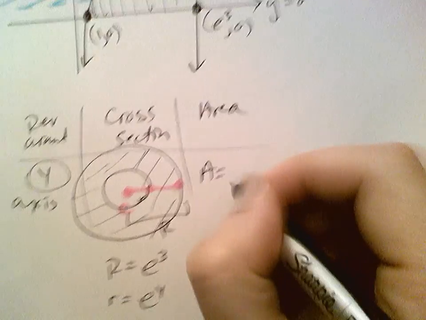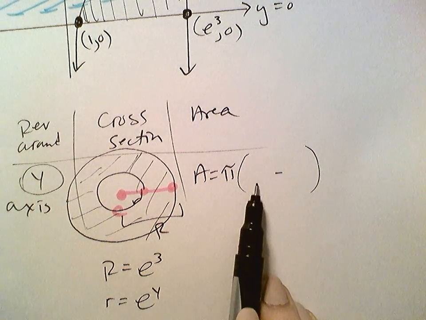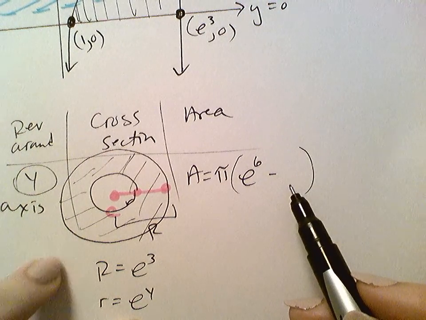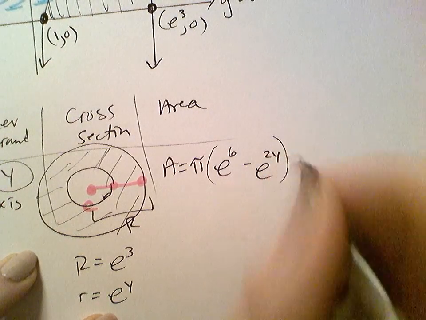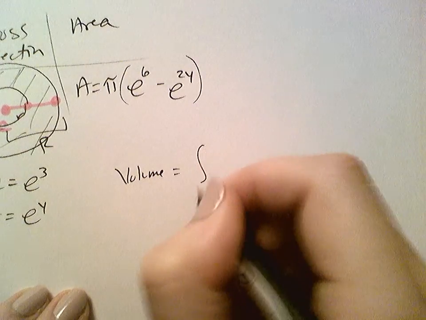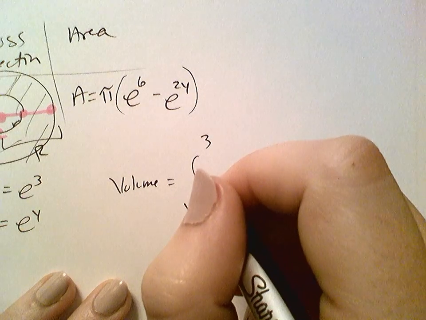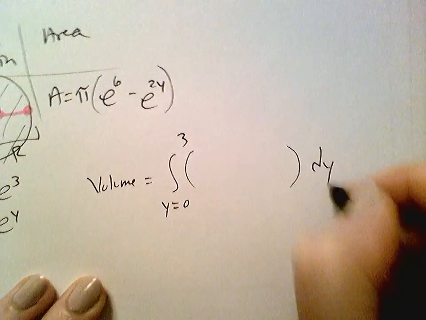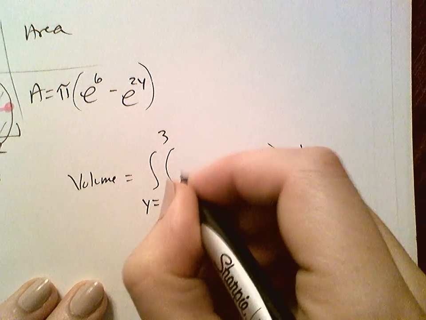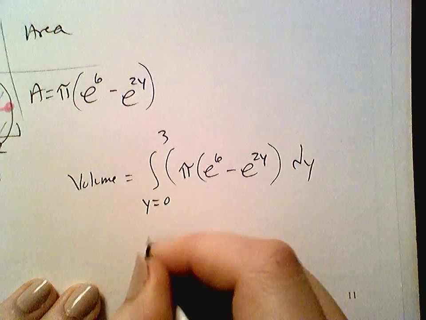So now our area is going to be pi times big R squared minus little r squared. Big R squared is e to the third squared, so e to the sixth, and little r squared is e to the y squared, so e to the 2y. So that's the area. And now I just have to get the volume. The lowest y value is 0. The highest y value is 3. The integral of pi times e to the sixth minus e to the 2y, dy.